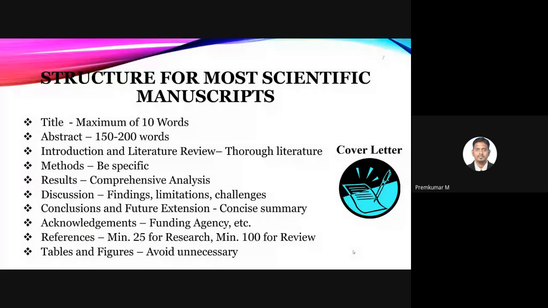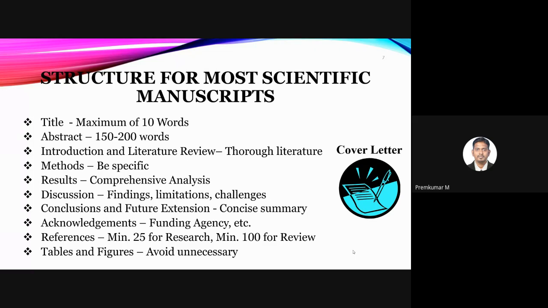And the references, as I told, you should refer to the new relevant references. Okay, if it is a research paper, try to restrict the number of references. You should have a minimum of 25 references for the research paper, and you should have a minimum of 100 related new papers for the review papers. Okay, this is how you have to perform the review study, or review paper.